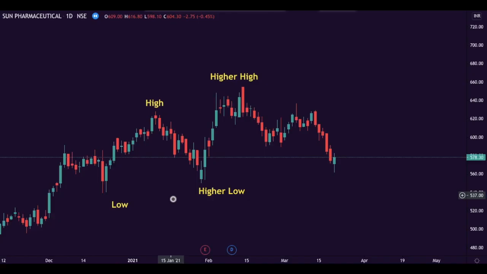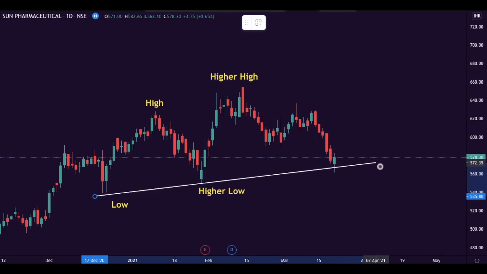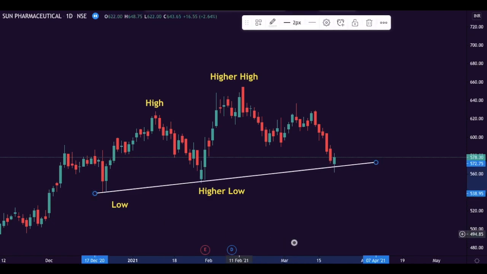Now traders, this is a chart of Sun Pharma. Alright, we can see the stock is making a higher high and higher low, right? And now the market has come down to this level. If I draw a trendline like this, the trendline will act as a strong support level.